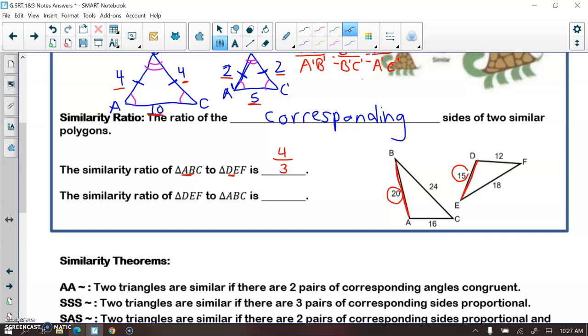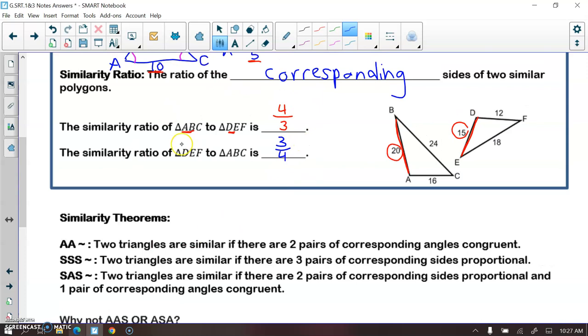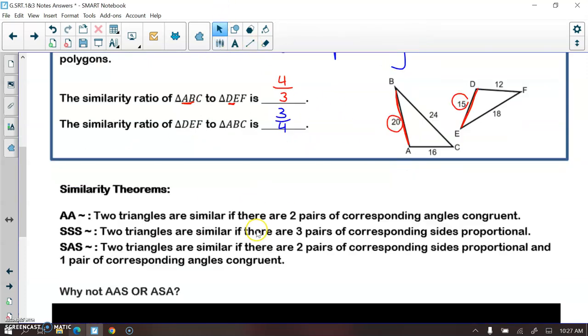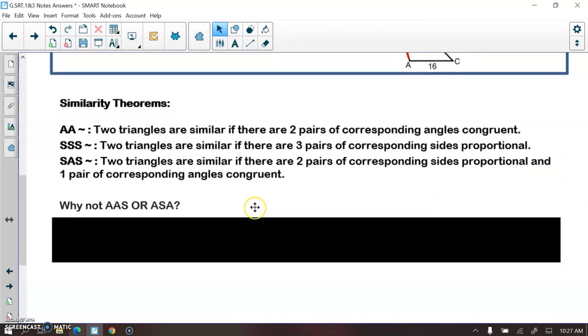Now going backwards, let's say I wanted the similarity ratio of triangle DEF to triangle ABC. Then I would do 15 divided by 20, which is just the reciprocal of that 4/3, and that's a 3/4. All right, so you will be asked to write the similarity ratio, and this is how you do it. In level 4, we will be proving triangles similar to one another.